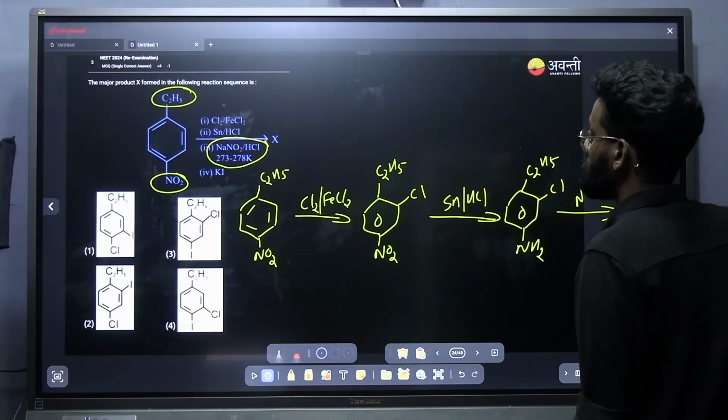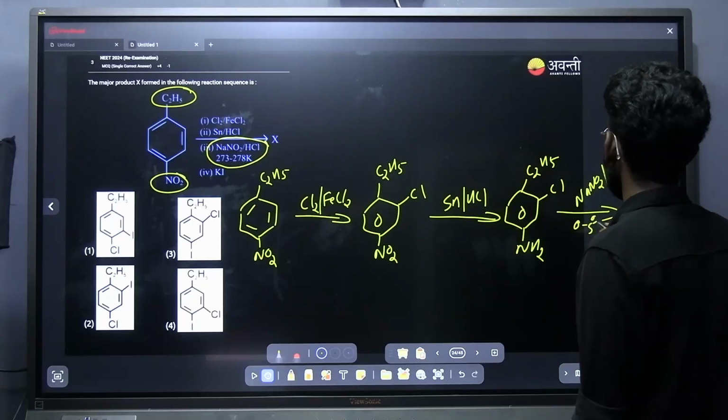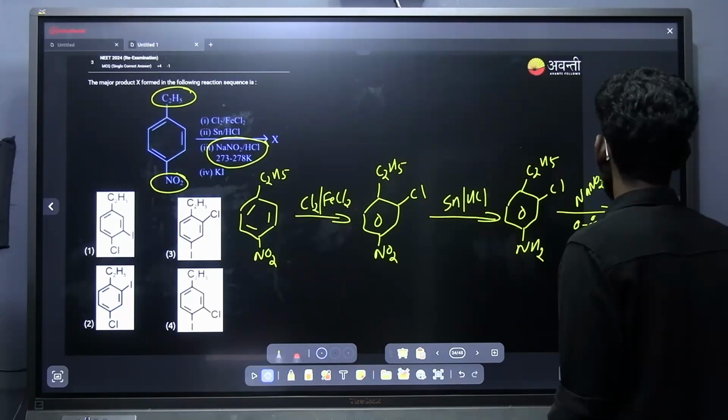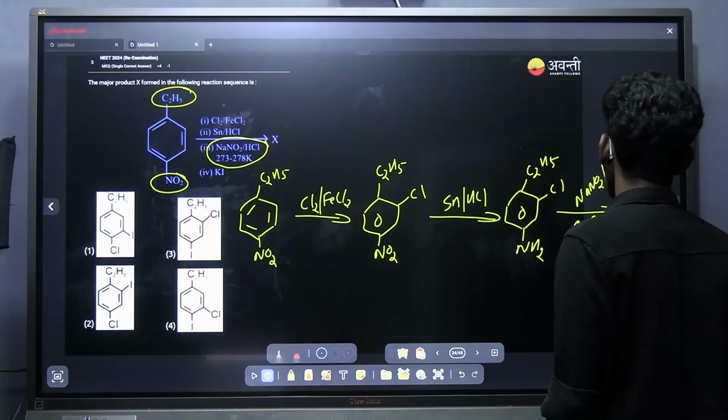Now next, this will be treated with NaNO2/HCl at 0 to 5 degrees Celsius, diazotization. And what I got here is C2H5, Cl and N2Cl.